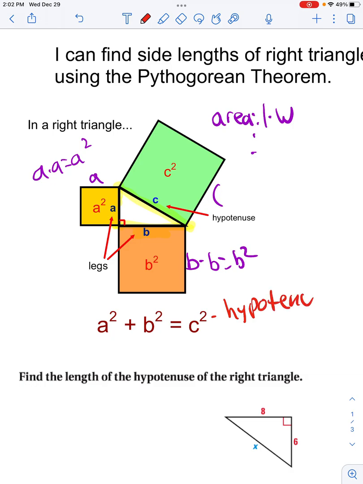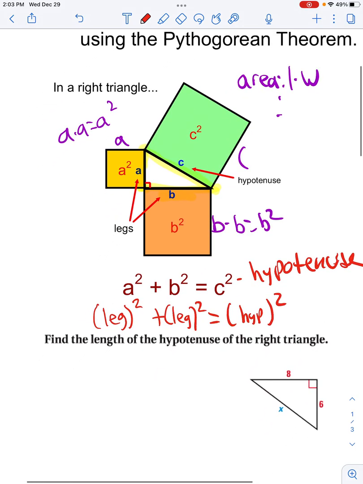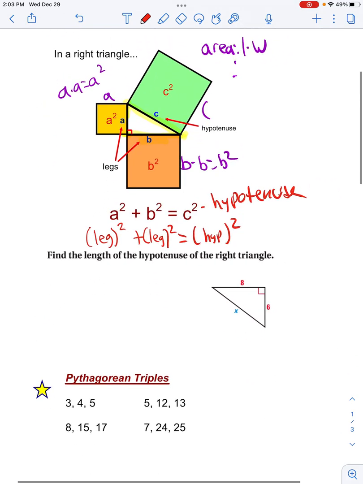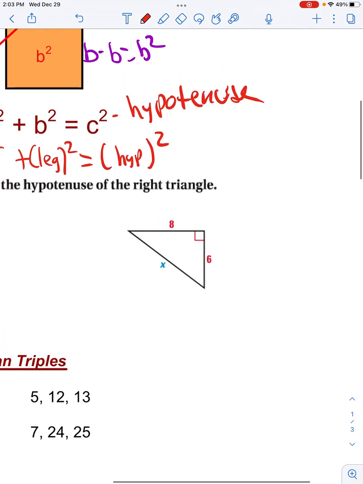C squared is always your hypotenuse. Instead of thinking about it as leg or A, I like to say leg squared plus leg squared equals hypotenuse squared. So whether you like to think about it as A squared plus B squared equals C squared, just remember that C squared is always the longest side, which we call the hypotenuse.